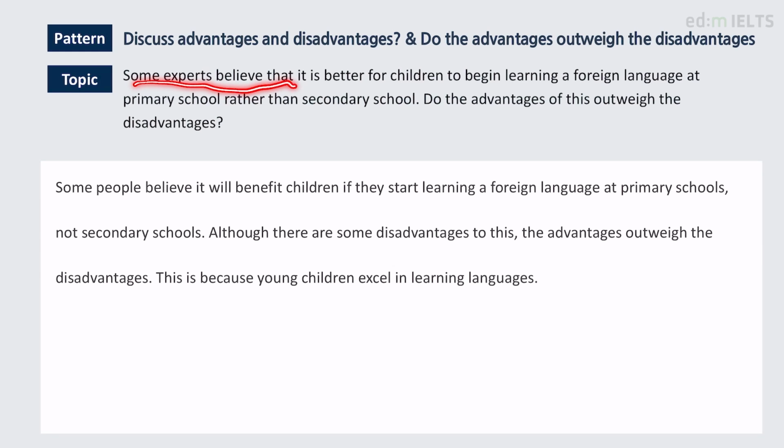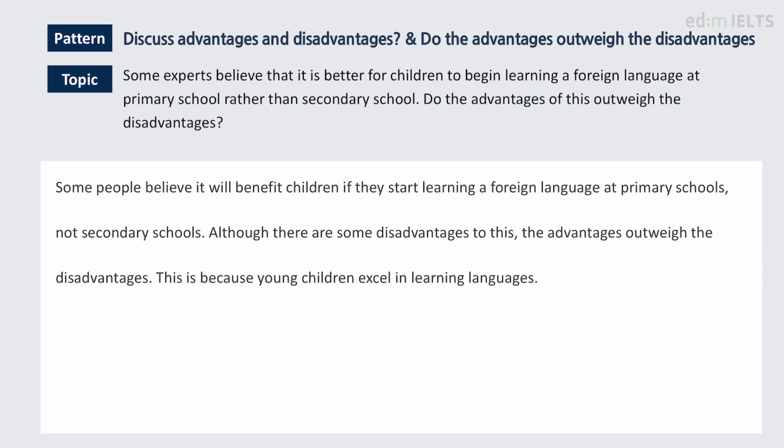Some experts believe that it's better for children to begin learning a foreign language at primary school rather than beginning to learn a foreign language at secondary school. Do the advantages of this outweigh the disadvantages? So it's a benefits and drawbacks one.